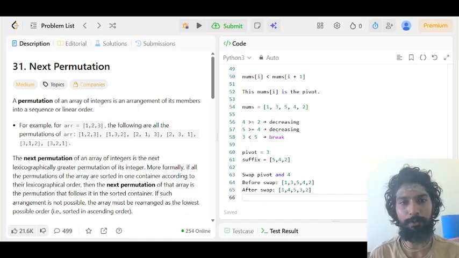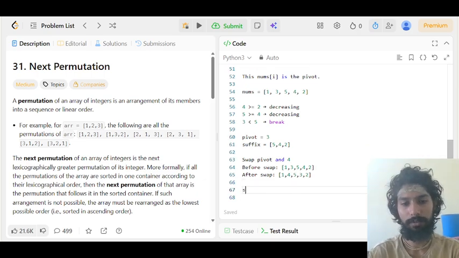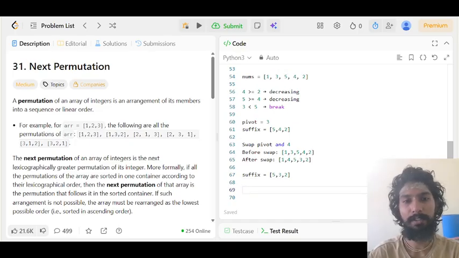But the suffix after 4 is 5, 3, 2. Now as we can see, this suffix is still in decreasing order. To get the next permutation, we need the smallest possible suffix. The smallest arrangement is ascending order. Since the suffix is decreasing, we can just reverse it.